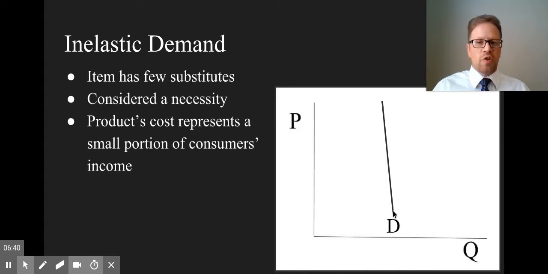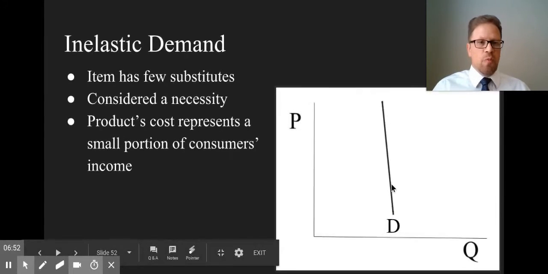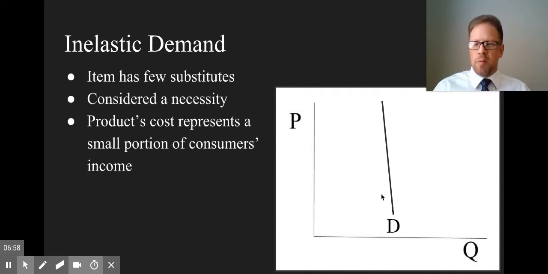And also, a product's cost represents a small portion of consumers' income. So if the price of an item is generally very low to the point where you don't even know how much it costs because it's just so low, generally speaking, you'll buy pretty much the exact same amount of that item regardless of the price because it's not going to break the bank, so you're probably not going to pay much attention to it.